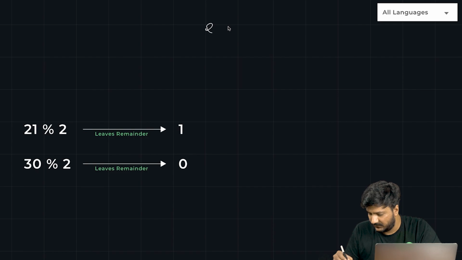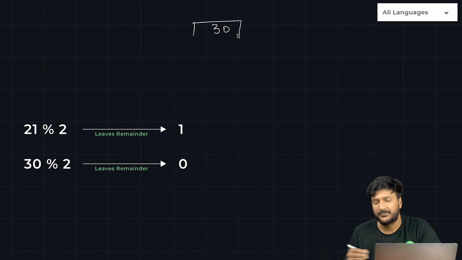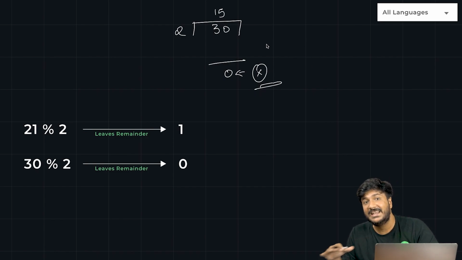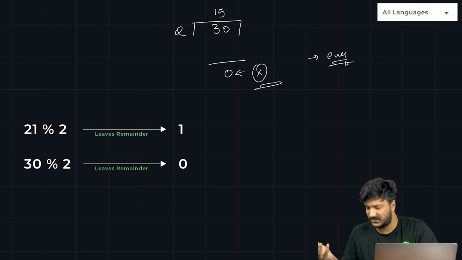So basically what we do is, for example, let's say 30. When we divide 30 by 2, we get 15, and there is no remainder here. That is, it is perfectly divisible by 2. So in that case, we'll say that the number is even if the number is perfectly divisible by 2.